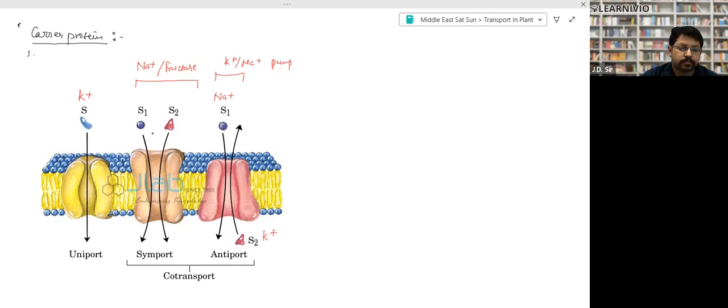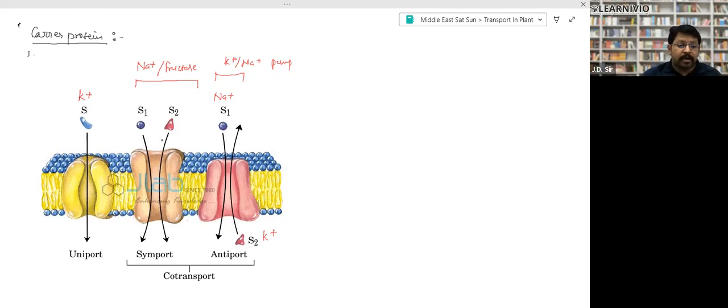Then the co-transport. In co-transport, two substances will move simultaneously. Either two ions or two molecules will move simultaneously. That is called co-transport. These are the questions that have been asked.